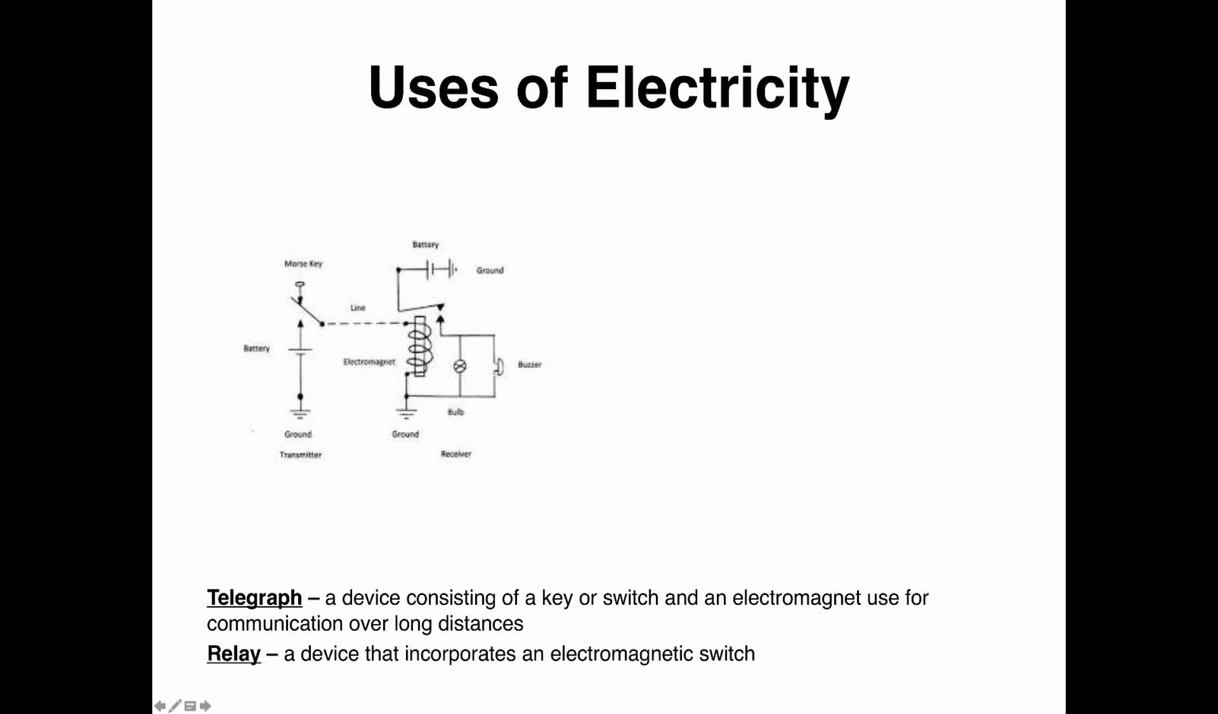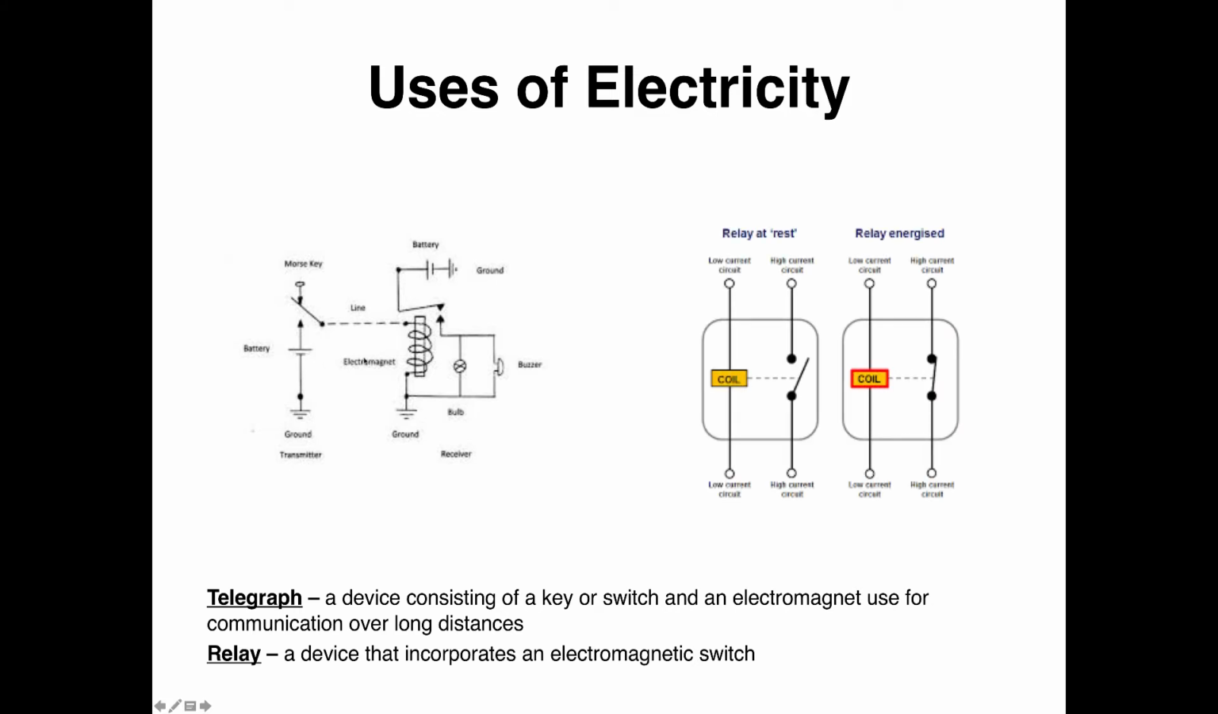Now, a relay is just a device that uses an electromagnetic switch in order to open and close a circuit. So this is actually a relay on the right here. Here's the electromagnet, and you have the circuit here, and then you have a high current circuit here, which is open. So this is a relay that's at rest, or is not allowing electricity to go through.